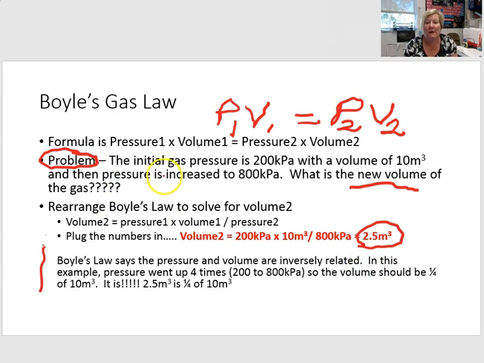Now, if you understand what an inverse or indirect mathematical relationship is, you wouldn't have even had to plug those numbers into that. Because if you increase your pressure 4 times, that means your volume should become a quarter of the amount. And in fact, it does. 1/4 of 10 is 2.5 cubic meters. So if you want to prove it to yourself, absolutely put it in the formula and solve. If you understand that inverse relationship, then you can simply do the math in your head. An increase of 4 will become a quarter of the amount.